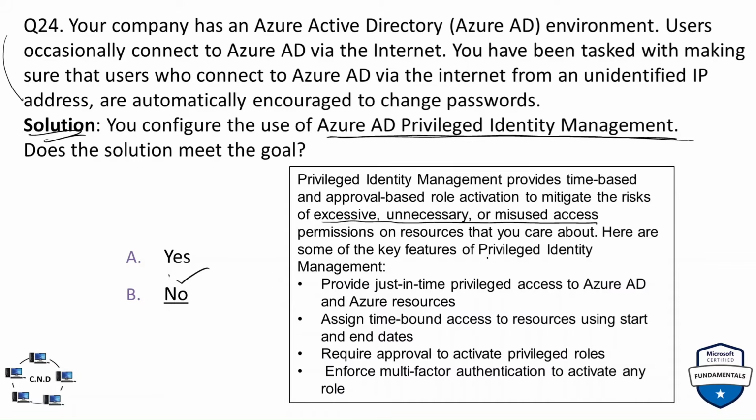Here are some of the key features of Privileged Identity Management. It provides just-in-time privileged access to Azure AD and Azure resources. Assign time-bound access to resources using start and end dates. Require approval to activate privileged roles, and enforce multi-factor authentication to activate any role.